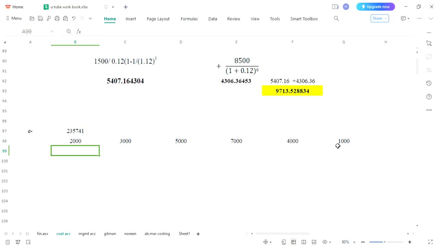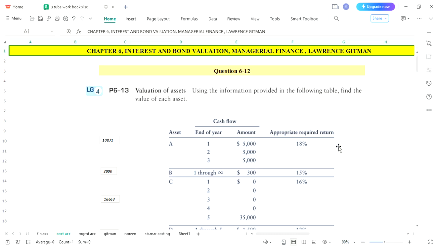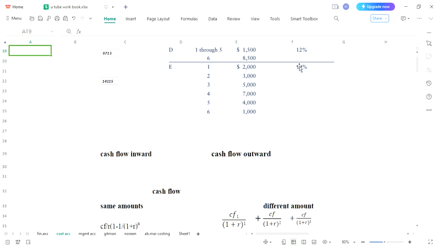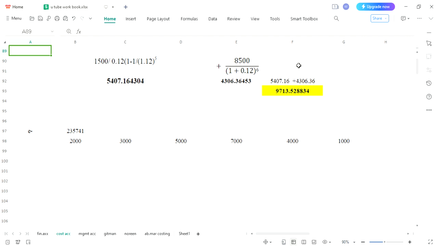The rate of interest is also required to be noted down, that is 14%. R is equal to 14%, or 0.14. 14%, 14 divided by 100, is 0.14.